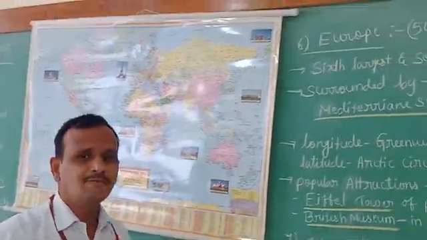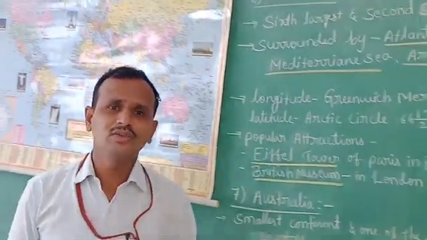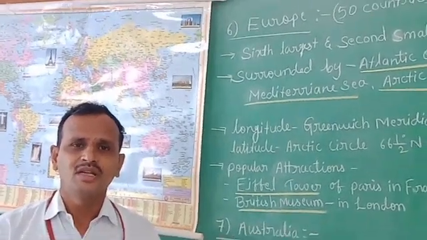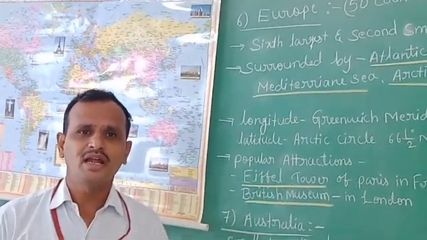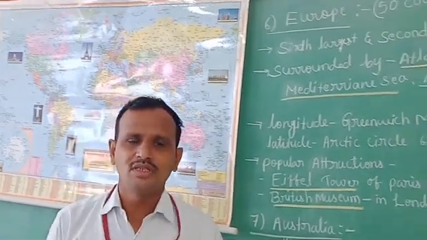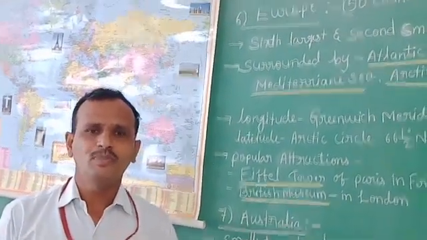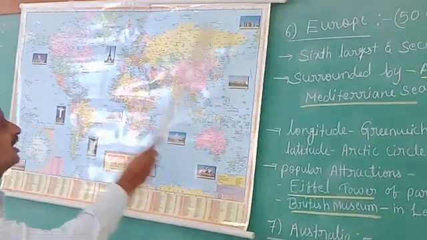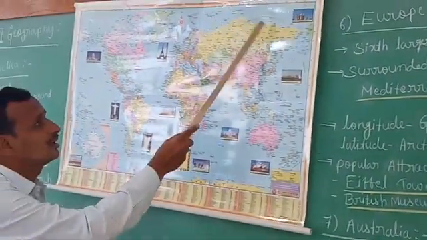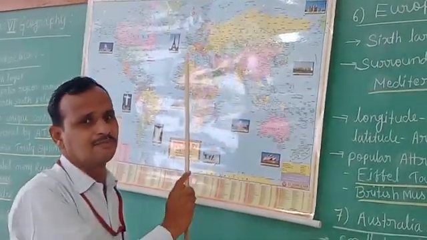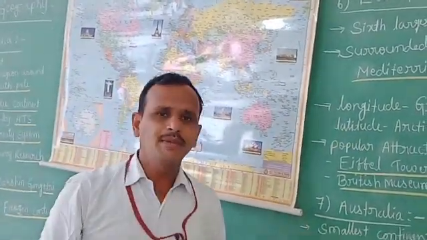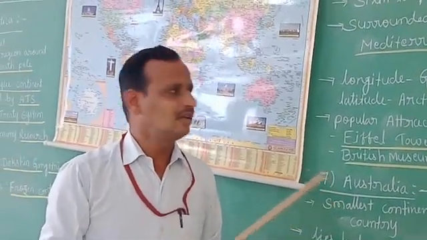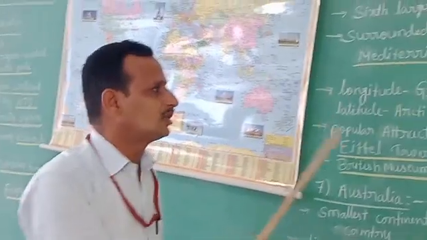Children, the Greenwich meridian, as already told, is 0 degree, and it is also called the prime meridian. It is used for measuring both east and west on the earth. It is also called the prime meridian, and it passes through Greenwich city in London. So this is the detail about this.